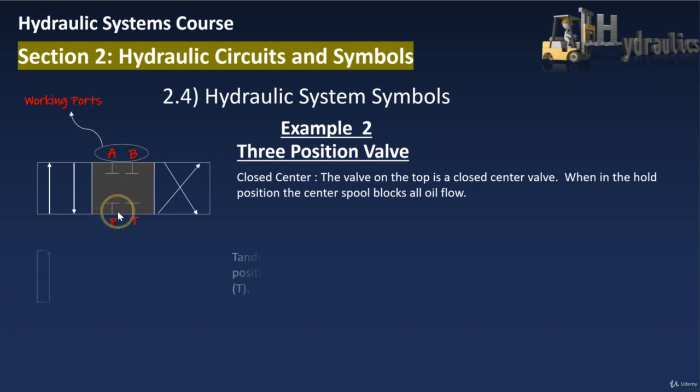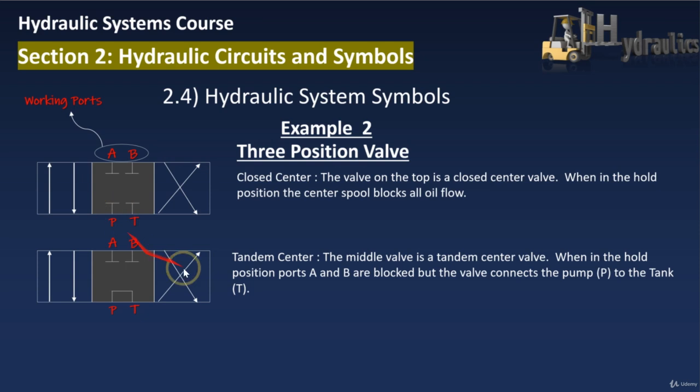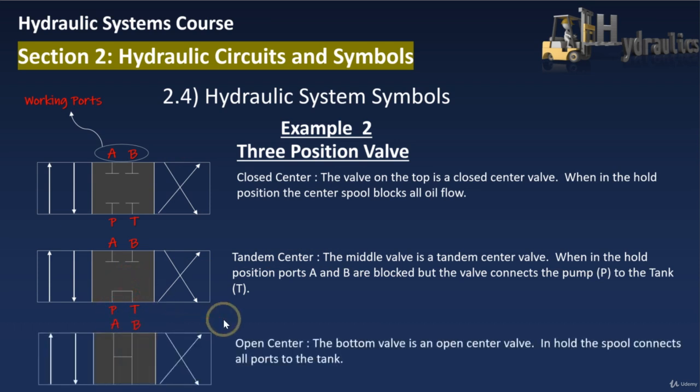The second type is tandem center, where the middle valve is a tandem center. When in the hold position, ports A and B are blocked, but the valve connects the pump to the tank. Now there is a connection from P to T. The third one, the bottom valve, is an open center valve, where the spool connects all ports to the tank. Now everything is connected between A, B, P, and T. So these are another 3 examples of how a 3-position valve works.